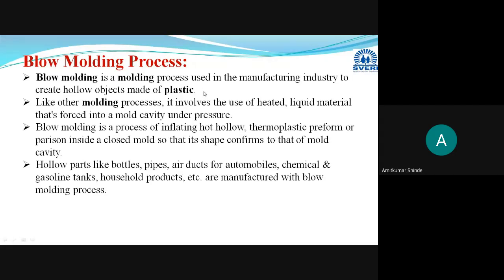For example, plastic bottles, plastic jugs or plastic mugs. Then different toys that are hollow, different toys you can manufacture. Then different storage tanks that you can use for storing chemicals in the industries, different chemical storage tanks, gasoline storage tanks, or different hollow components that can be helpful for manufacturing automobile components or different vehicles, manufactured with the help of this blow molding process.